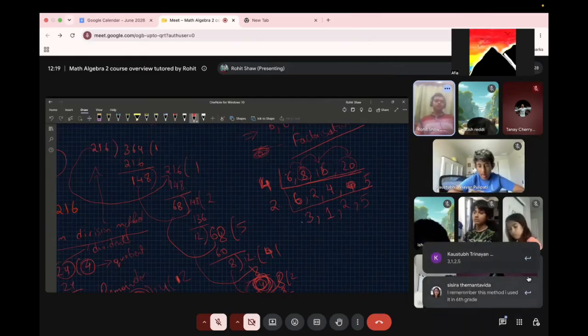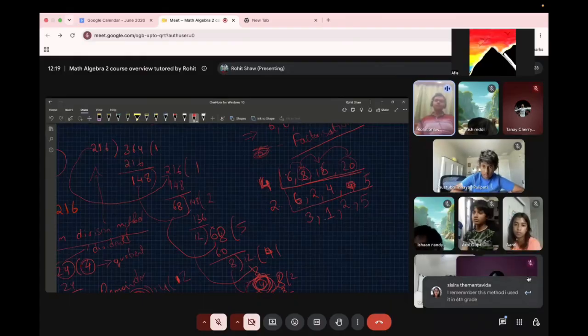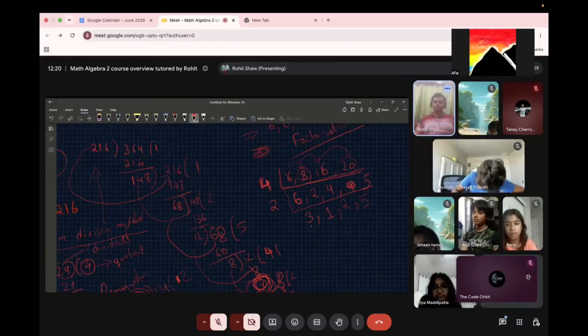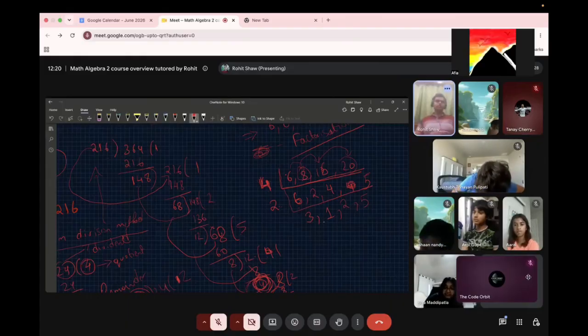Okay. Yes, I remember this method I used in class 6th grade. So now, can you find any numbers which are dividing the maximum numbers? No. 3 is only divided by itself, 2 is only divided by itself, 5 is only divided by itself. These numbers are called co-prime. After that, I'll tell you what co-primes are.